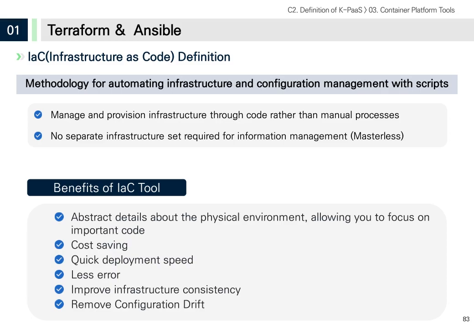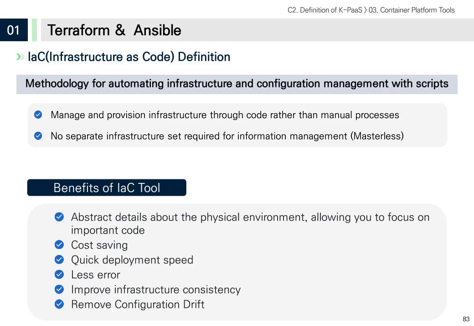It means that the deployment and configuration of an environment is defined and used as standardized code. Deploying infrastructure as code means that you can break your infrastructure into modular components and combine them in different ways through automation. In other words, you manage and provision your infrastructure through code rather than manual processes, so you don't need a separate set of infrastructure to manage your information.